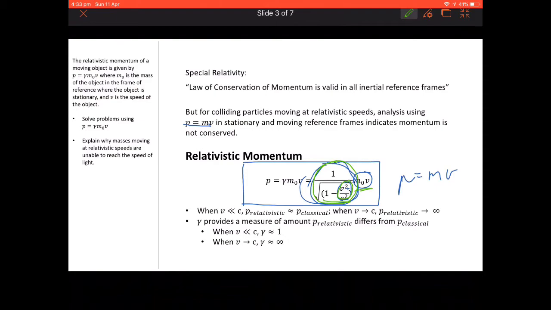The Lorentz factor provides a measure of how much the relativistic momentum differs from the classical momentum. So as I was touching on just before, when v is much less than c, the Lorentz factor is pretty much equal to 1, so it's just like classical physics, or classical momentum, whereas when v is approaching c, the Lorentz factor is approaching infinity, and hence the relativistic momentum is approaching infinity.